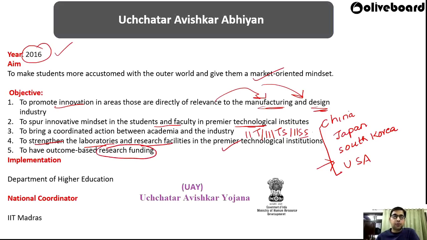We also want to provide outcome based research funding, that means providing research funding in such a way that it leads to some outcome. Sometimes research keeps on going without any outcome, so here we are focusing on outcome based research funding. That is important. And who will be the implementing agency? It will be the Department of Higher Education under the Ministry of Education, and the national coordinator will be IIT Madras, the Indian Institute of Technology Madras, for the whole Uchchatar Avishkar Abhiyan, that is UAY.